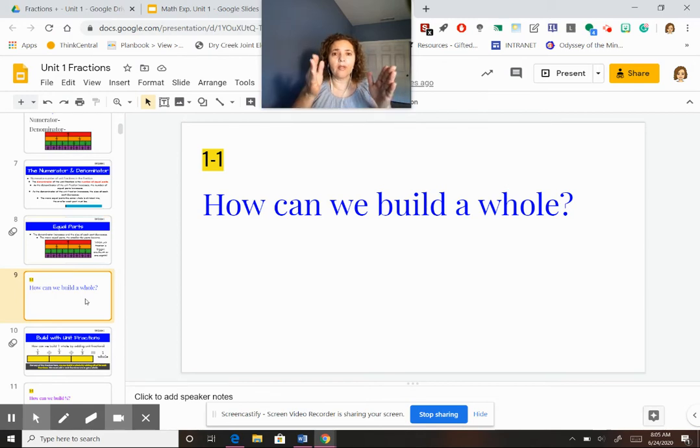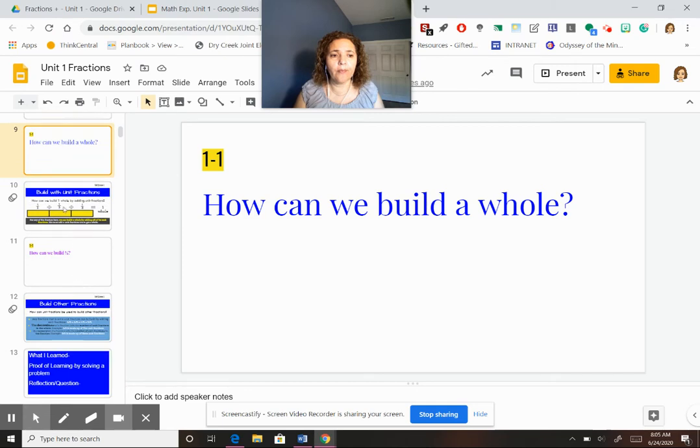So think about, we were talking about unit fractions, right? Unit fractions have a 1 in the numerator. So how can we make a whole? So think about it. Stop and think about it. How can you make a whole with a unit fraction? Okay, and then come back to me when you think you know. Okay. All right. So we can build a whole.